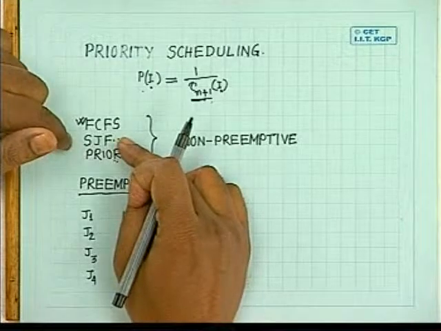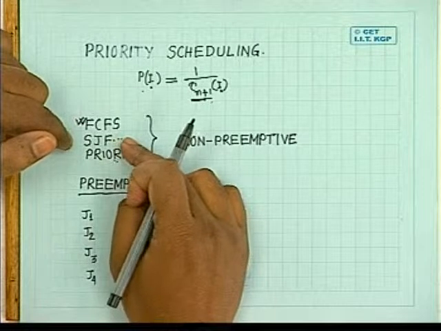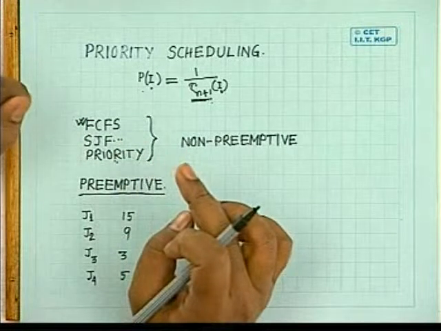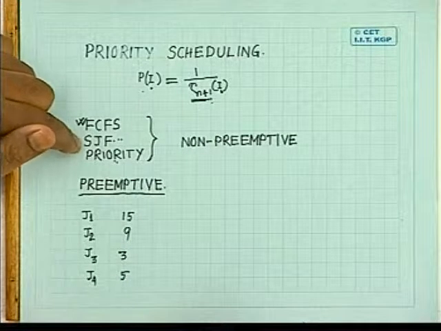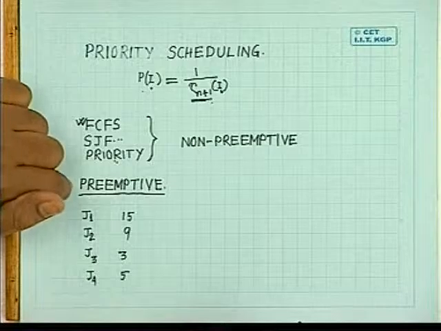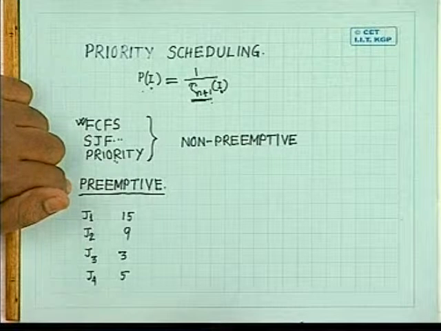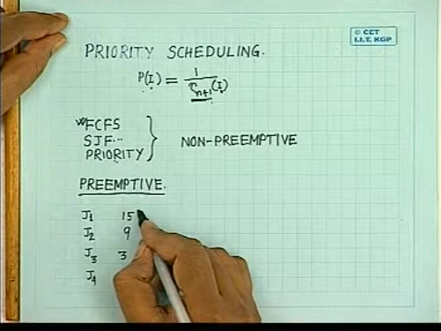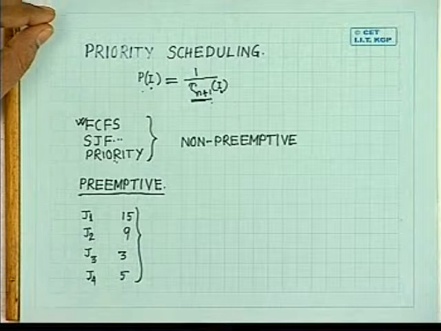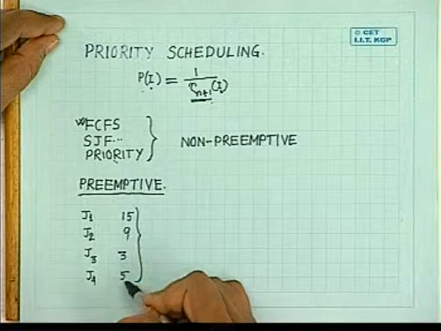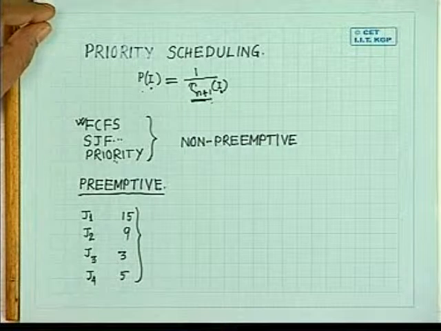Now, suppose we are going for this shortest job first kind of CPU scheduling. Now, let us see how this will work. And we want to modify this CPU scheduling to make it a preemptive CPU scheduling. Initially I have these jobs in the ready queue with these CPU burst times.